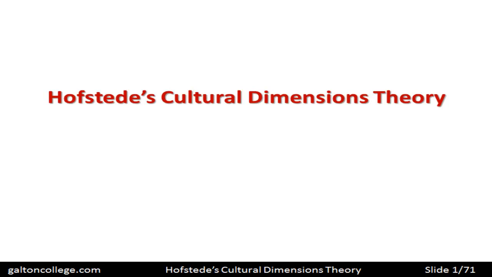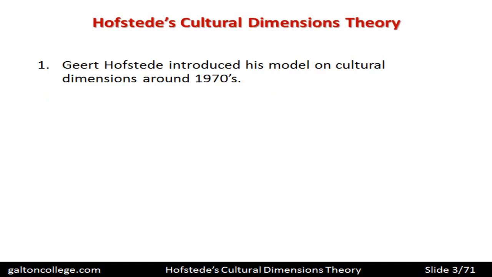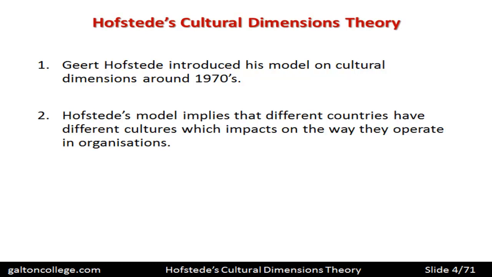This class will be concerned with Hofstede's cultural dimensions theory. Geert Hofstede introduced his model on cultural dimensions around the 1970s. The model implies that different countries have different cultures, which impacts on the way in which they operate in organizations. So the wider cultural dimensions of the country impact on the way in which business is organized and the way it performs.